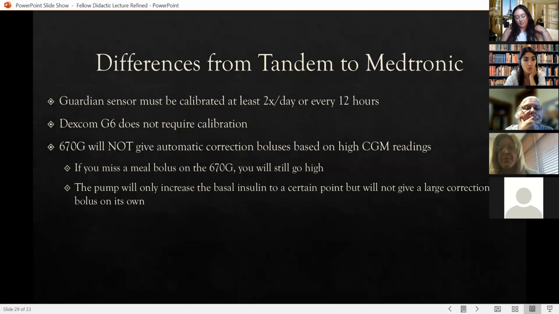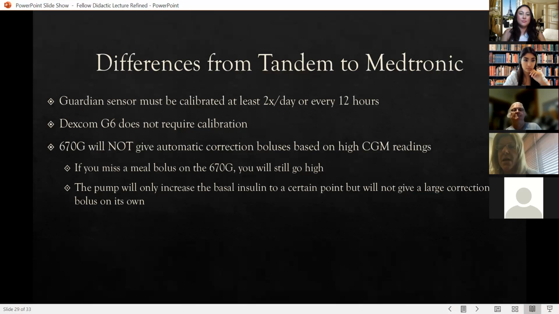Some other things that people prefer one pump over the other, besides the actual pump itself, sometimes it has to do with the sensor. So the Guardian sensor is the one for Medtronic. It requires calibration, which tends to be annoying to patients, and that's about every 12 hours. Basically they just have to do a blood sugar check in order to tell the pump that everything is still okay. And the Dexcom does not require that. So that's a major thing for patients. You wouldn't think so, but it really is.